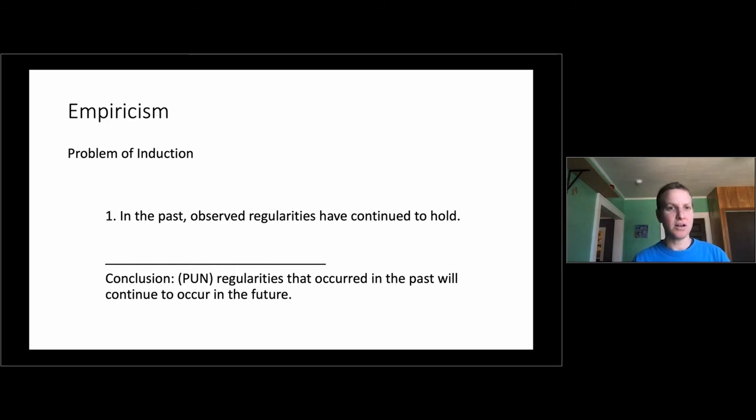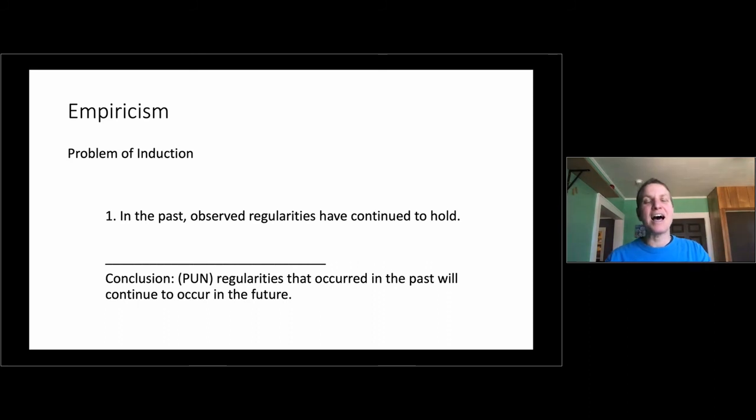Well, we might start by noticing that in the past, stuff that's been observed long enough continued happening, right? Observed regularities have continued to hold. In the past, we've noticed that when we observe something happening consistently over and over and over, it keeps happening. Okay, what's the problem here?